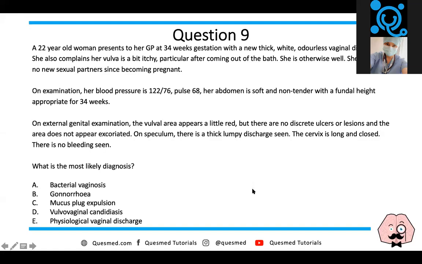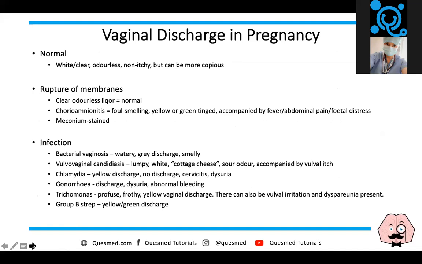Lovely, thank you for answering. Most people are going for D, vulvovaginal candidiasis. So let's think about vaginal discharge in pregnancy. Now, pretty much every pregnant person will have an increase in vaginal discharge, so it's actually quite a common presentation.